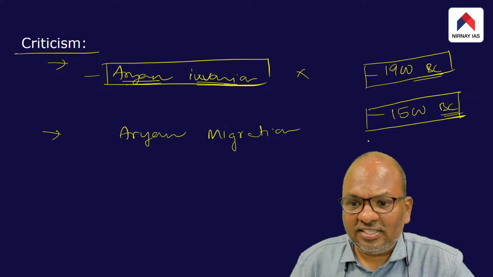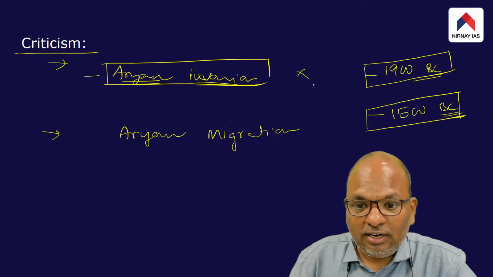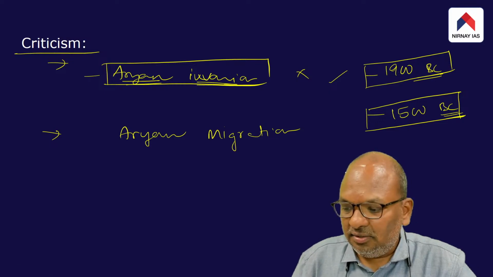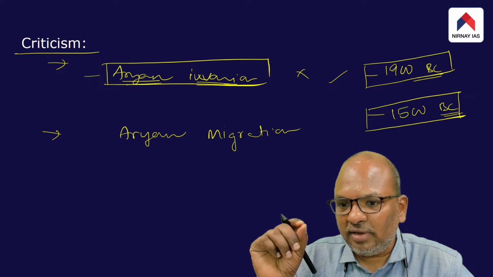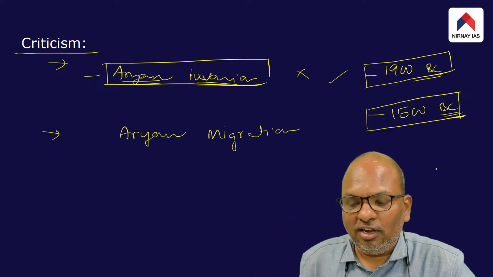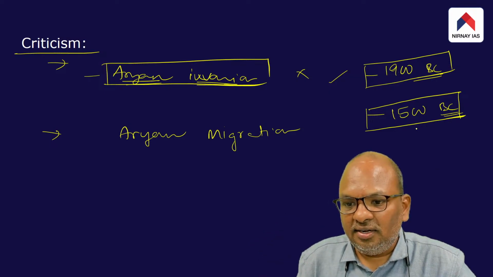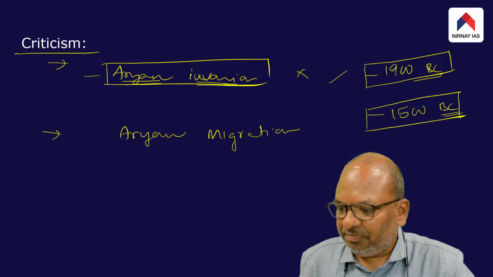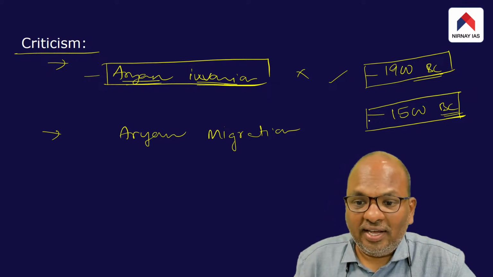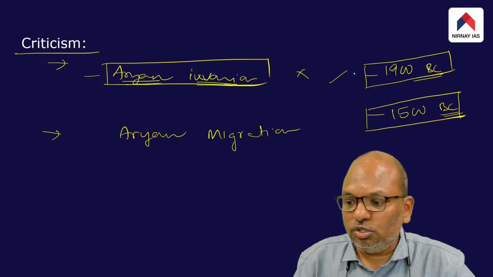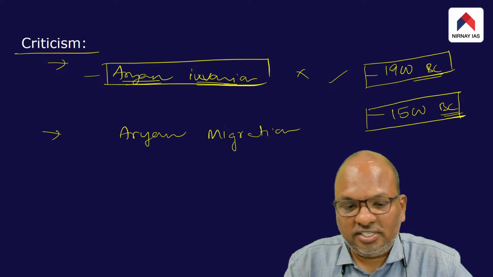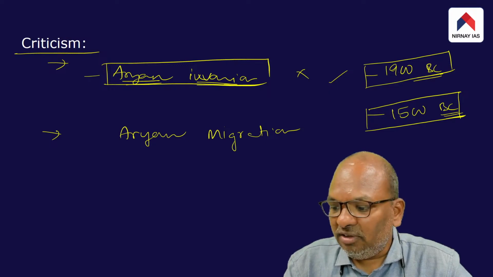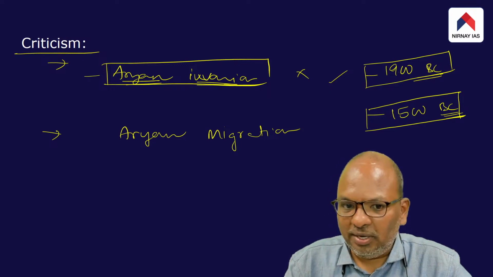So clearly, there is a time gap of about 400 years between the decline of Indus Valley civilization and the arrival of Aryans around 1500 BC. If that be the case, how can Aryans be held responsible for the decline of Indus Valley civilization? That is the question which Mortimer Wheeler could not answer. I hope I am clear.